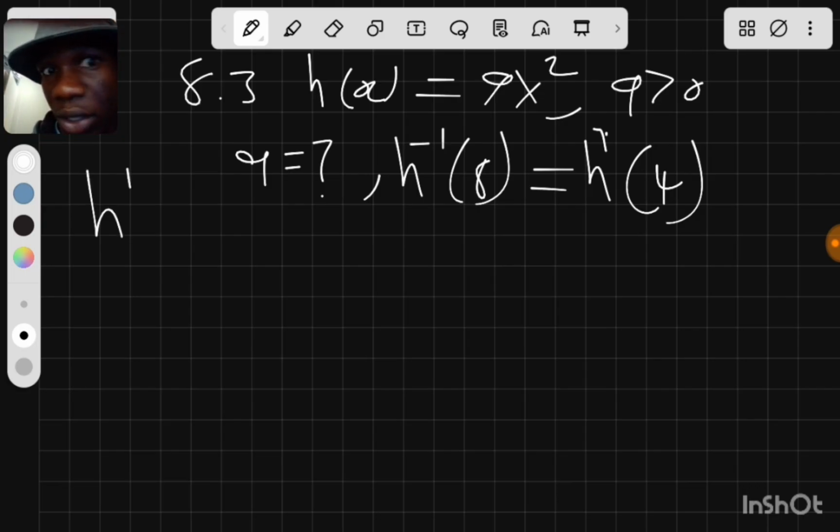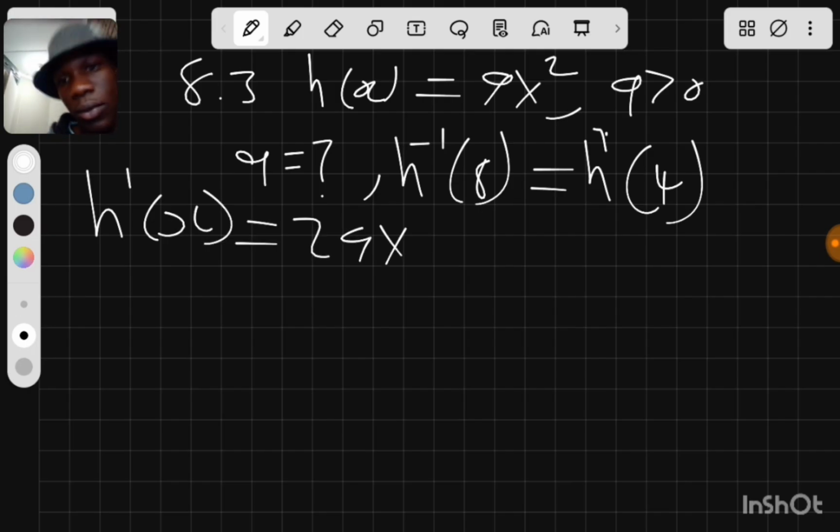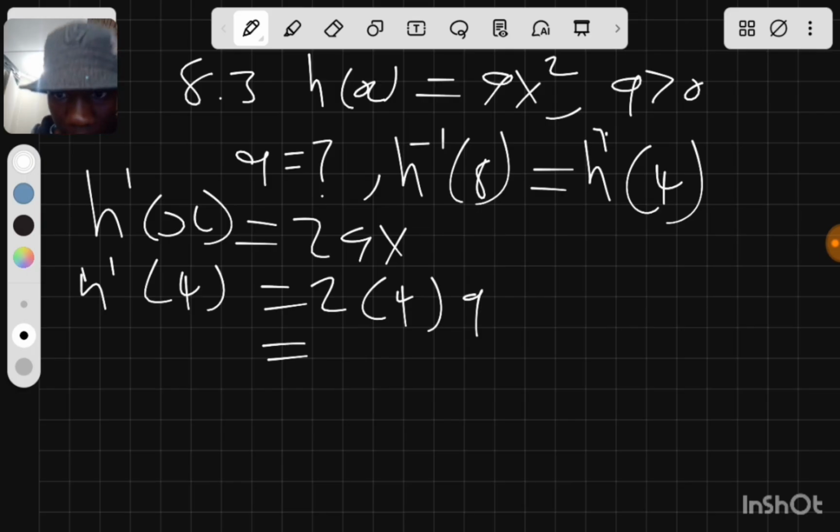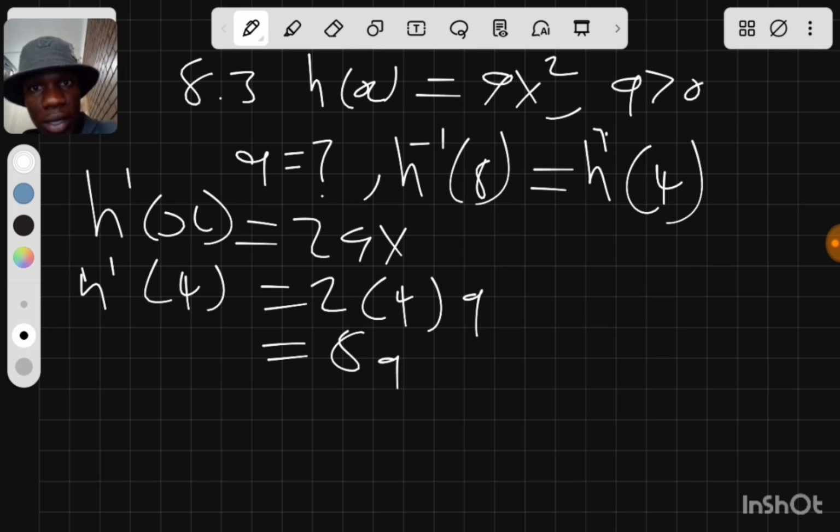So the derivative of h of x is equal to 2ax. You can see it's 2ax because we are differentiating with respect to x, but we are told that x is equal to 4. Then we have 2 times 4a, which is 8a. So the derivative of h when substituting 4 is equal to 8a.